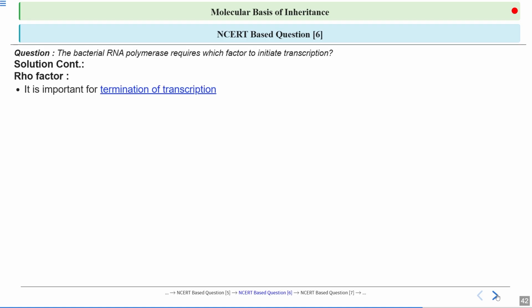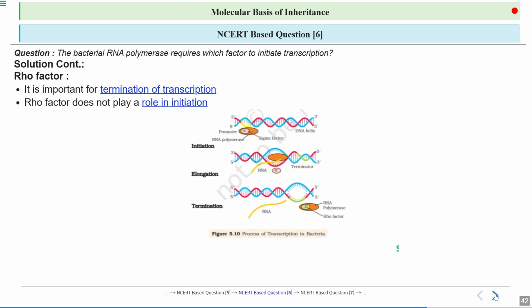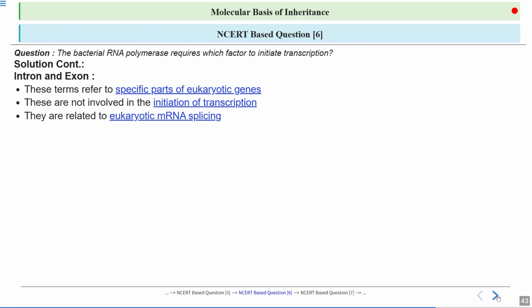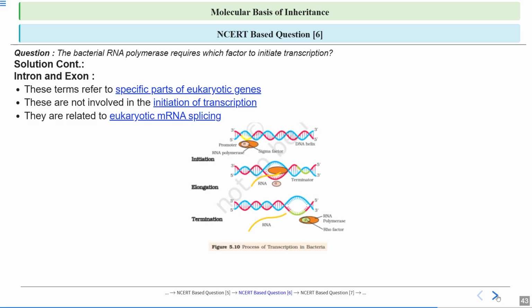If we talk about the rho factor, it is important for the termination of transcription. Rho factor does not play a role in initiation. We know that rho factor is needed when there will be the termination of the transcription process. Intron and exon are specific parts of eukaryotic genes. These are not involved in initiation of transcription. They are related to eukaryotic mRNA splicing.